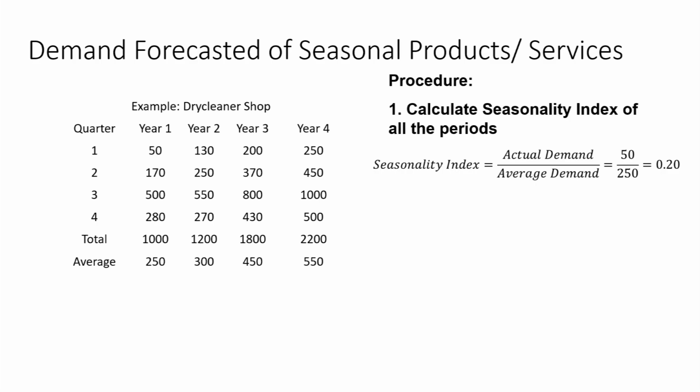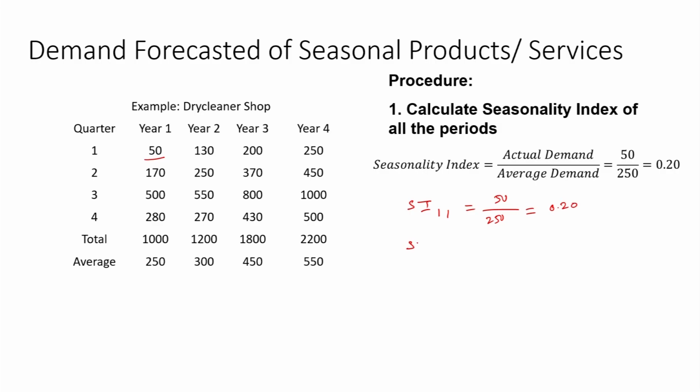So, step 1, if we see the procedure, we will calculate the seasonality index of all the periods. Like seasonality index for year 1 quarter 1. Seasonality index of year 1 quarter 1 is equal to 50, that is the actual demand of that period divided by the average demand of that particular year. So, you will get 0.20. So, this is how.